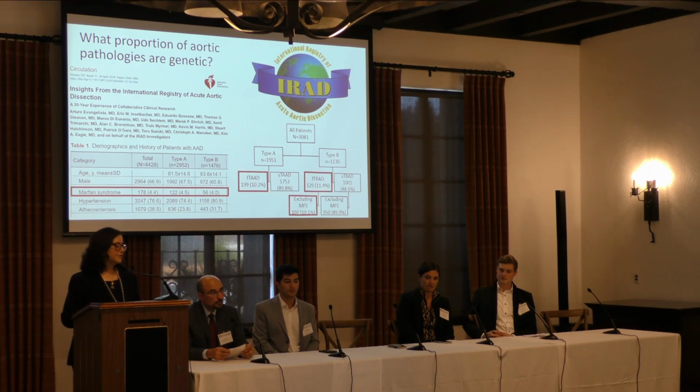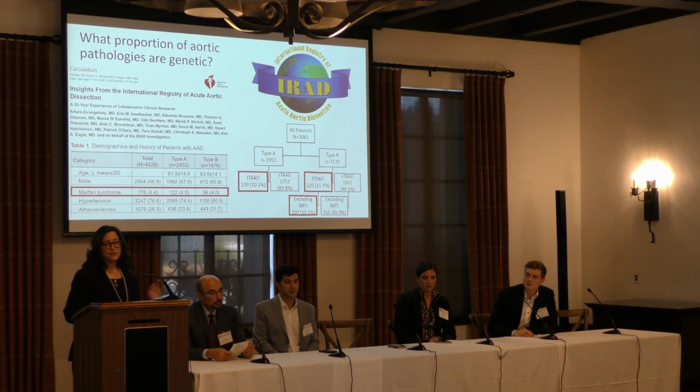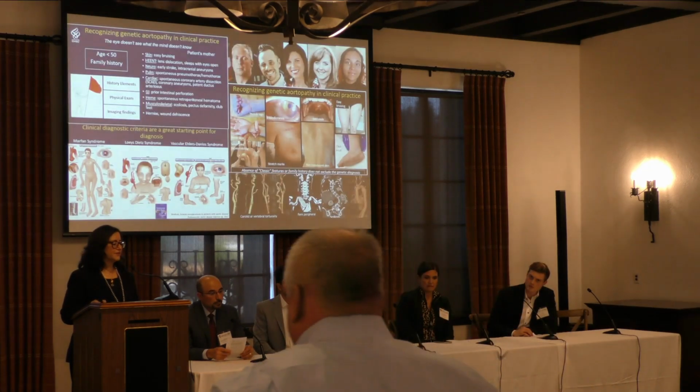How common are they? If you look at IRAD, which is the largest database on aortic dissections in the world at the moment, it has over 10,000 people with type A and 5,000 with type B. You can see that 10% of the population, whether it's type A or type B dissection, have a family history. So not necessarily a known genetic thing, but just a family history. It tells you it's genetic. And if you look at Marfan syndrome specifically, 4% of their population has Marfan syndrome.